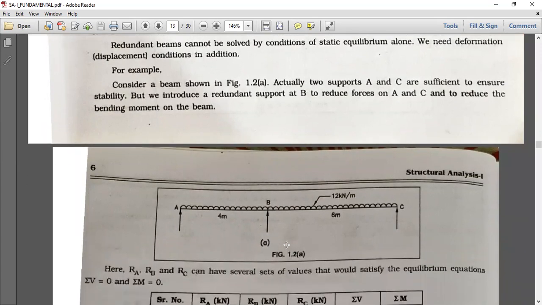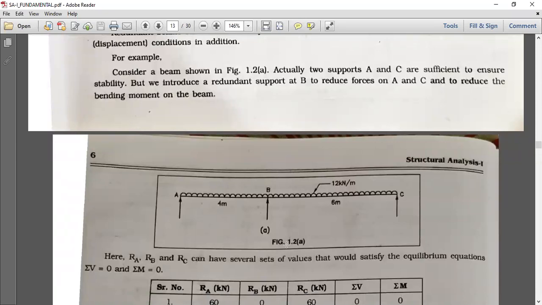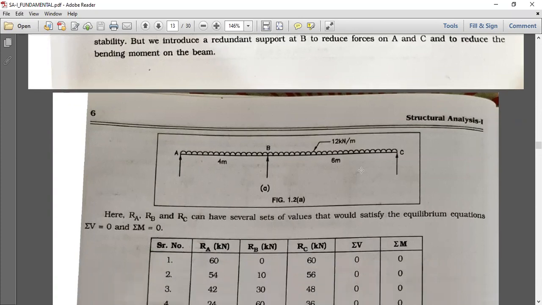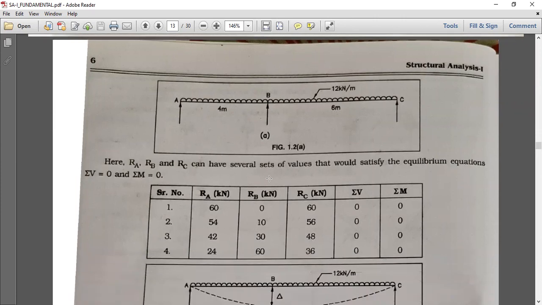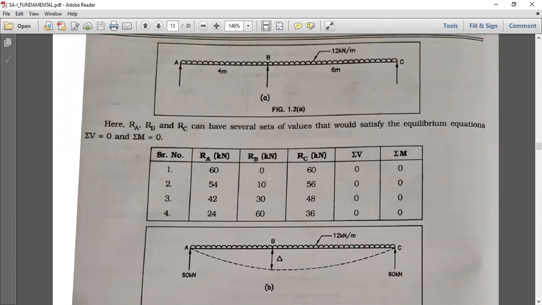Let us check an example. Consider a beam shown in figure 1.2a. Actually, supports A and C are sufficient to ensure stability, but we introduce a redundant support at B to reduce force on A and C and to reduce the bending moment on the beam. Here RA, RB and RC have several sets of values that would satisfy the equilibrium equations: summation of V is equal to 0 and summation of M is equal to 0.